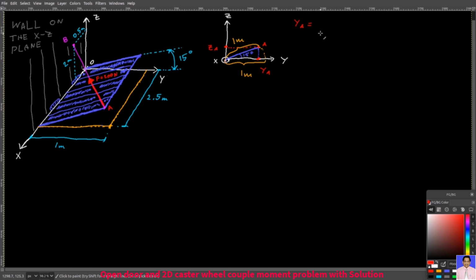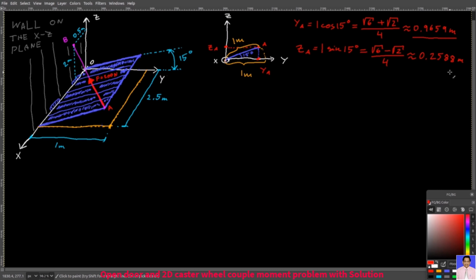YA equals 1 times cosine 15 degrees. It will give you this answer, or approximately, it will give you this one. And then ZA equals 1 times sine 15 degrees, and it will give you this answer, or approximately 0.2588 meters. And then you already know that XA equals 2.5 meters. You can see it here in this image. Your X is at 2.5 meters.